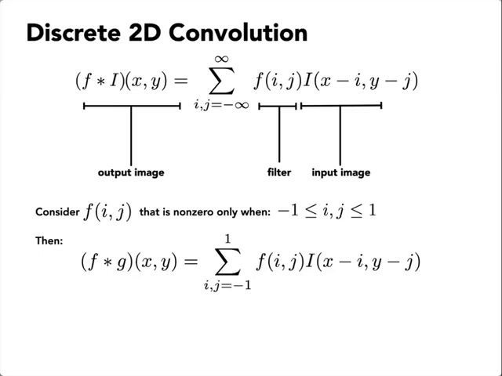Okay, someone wrote that y is the input signal g of x minus y. In this case, it's not. There's a typo here. This g should be an I.